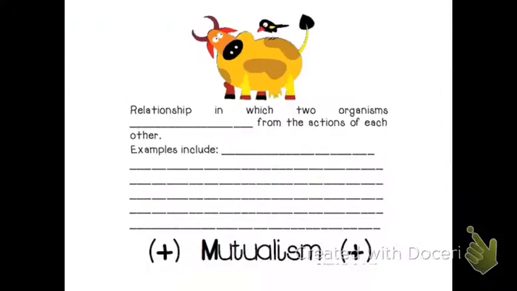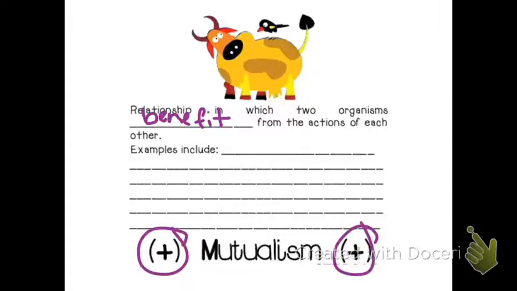Alright, the next type of symbiotic relationship is called mutualism. And this is a pretty easy one because we have lots of different relationships in nature where organisms have evolved together so that both of them are actually benefiting from each other. So mutualism is a relationship in which two organisms benefit from the actions of the other. So this is a plus plus, meaning that both organisms are happy. So both are benefiting from this.